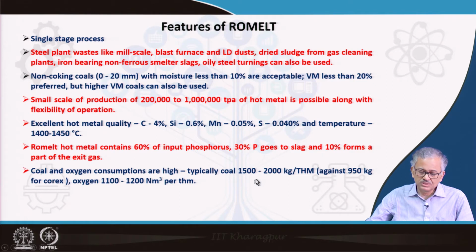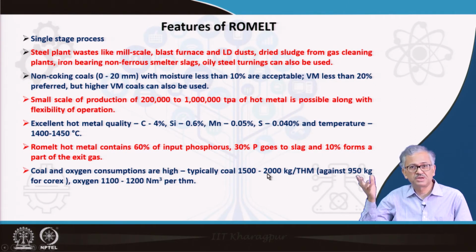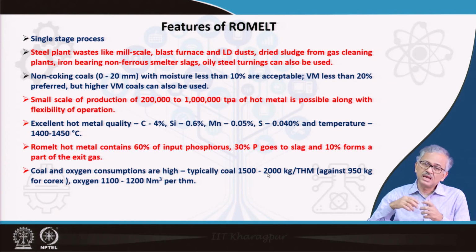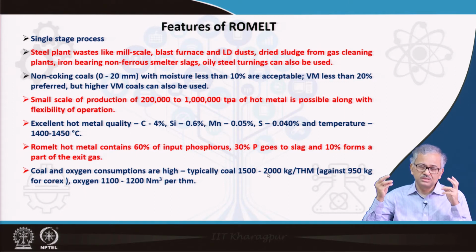The coal consumption is around 1500 to 2000 compared to the blast furnace maximum 500. In the Corex also maybe maximum 1000 kg of coal per ton of hot metal. Compared to these, it is 2000. That means it is around twice that of the Corex. So that is the major bottleneck, and the gas that is coming out is very rich. So in that case, you have a load on the off gas.